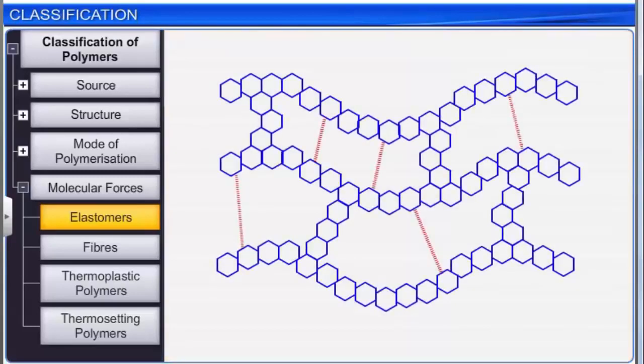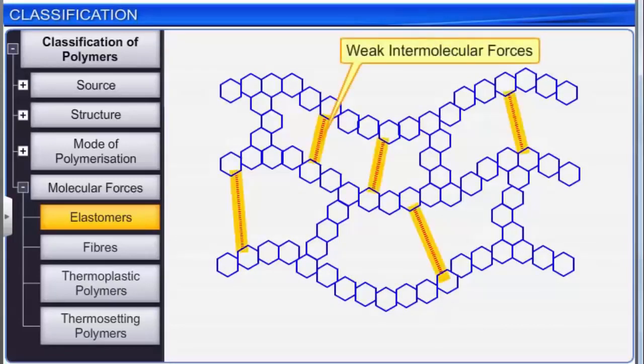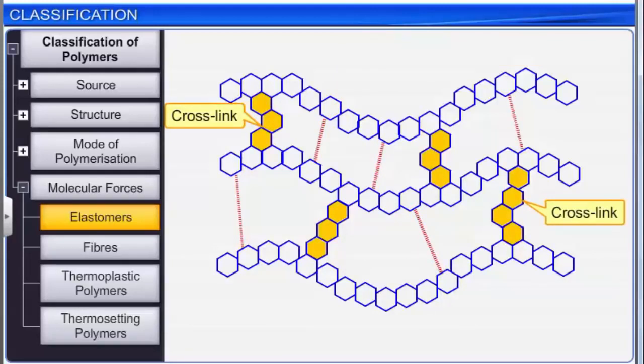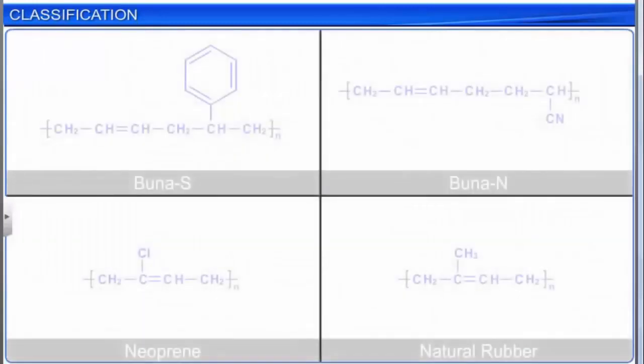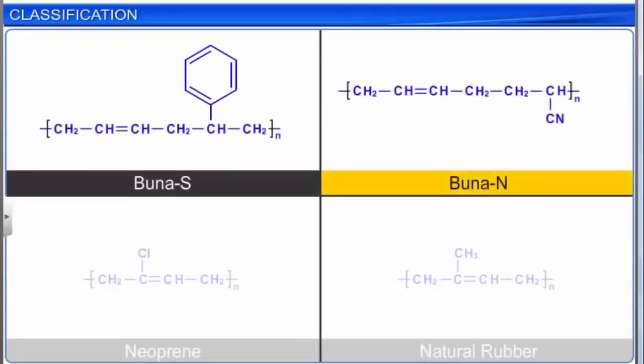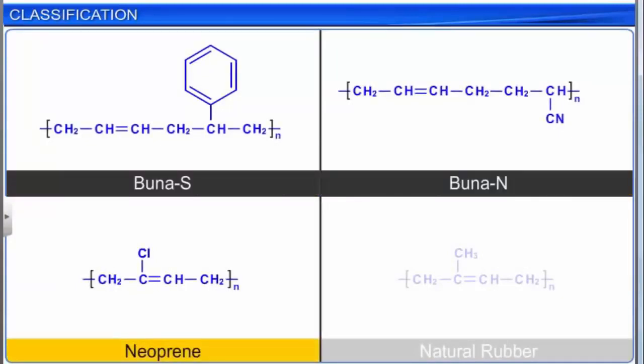The polymer chains in elastomers are held together by very weak intermolecular forces. There may be a few cross-links between chains. Many elastomers are copolymers. Examples of elastomers are Buna S, Buna N, neoprene, and natural rubber.